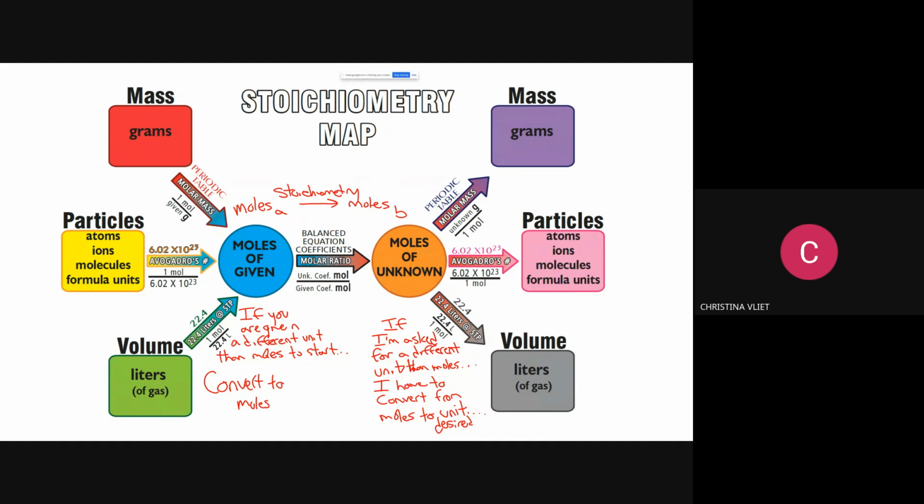All right. And when I'm going from moles to mass, or moles to particles, or moles to volume, notice that the numbers are all on the top. So if I'm looking for liters, I'd be multiplying by 22.4. I'd be multiplying by Avogadro's number if it's particles. And I'd be multiplying by the molar mass if I'm going to grams.